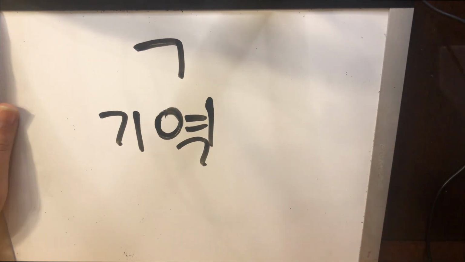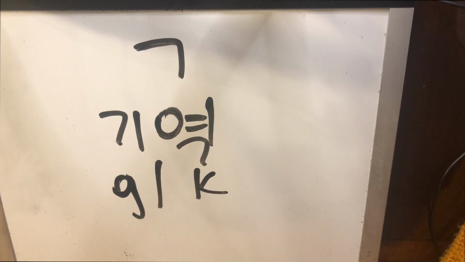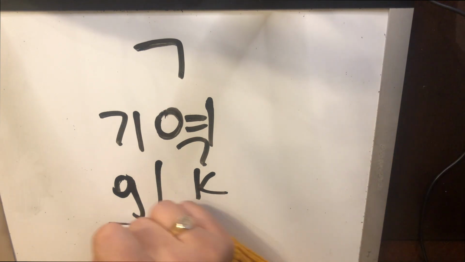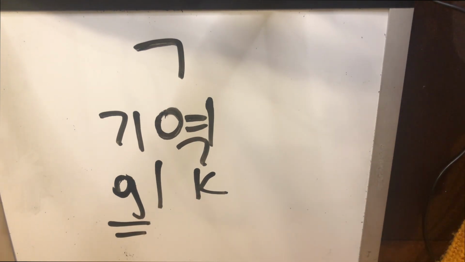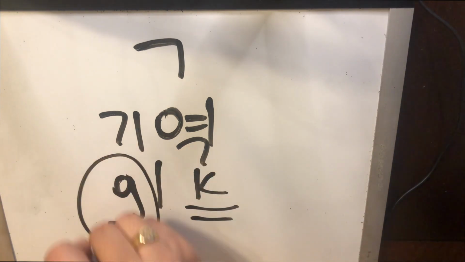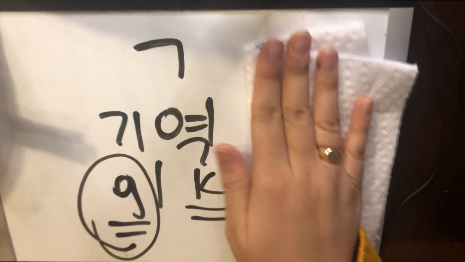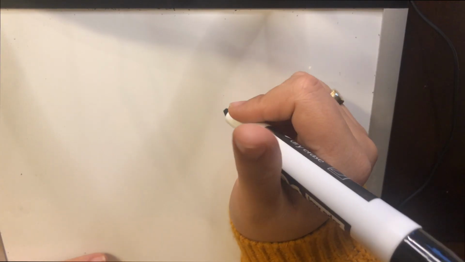Okay, so 기역 makes a G or a K sound, depending on who you ask, but I think it's closer to the G sound. Depending on the placement of the 기역, and we'll talk about placement later, it can make a sound closer to a K, so be wary of that, but really it's closer to this hard G sound, like in gun or girl. Okay, so gun, girl.